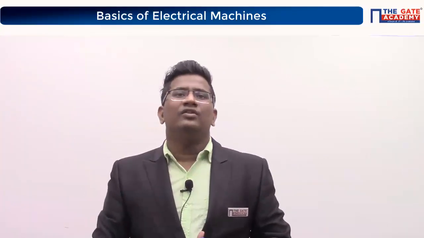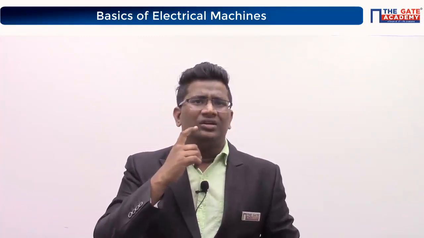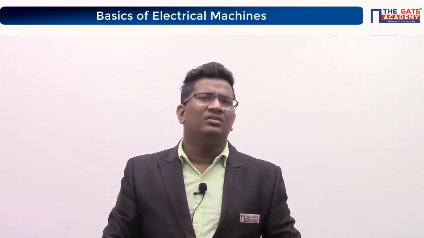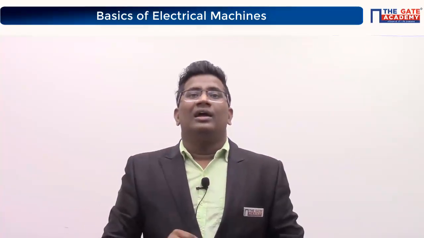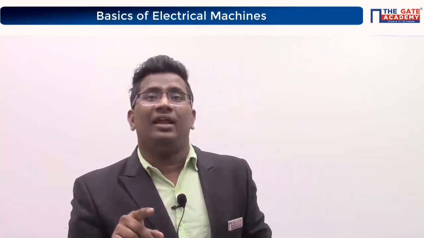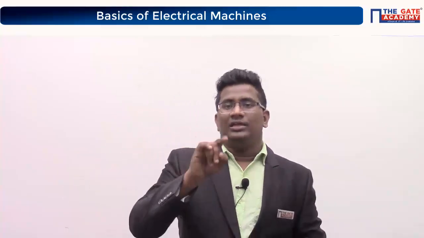Sir, what is the value of K in ET? ET means our total voltage. It is not K, it is KW. KW is called the winding factor. E total is equal to KW, the winding factor.